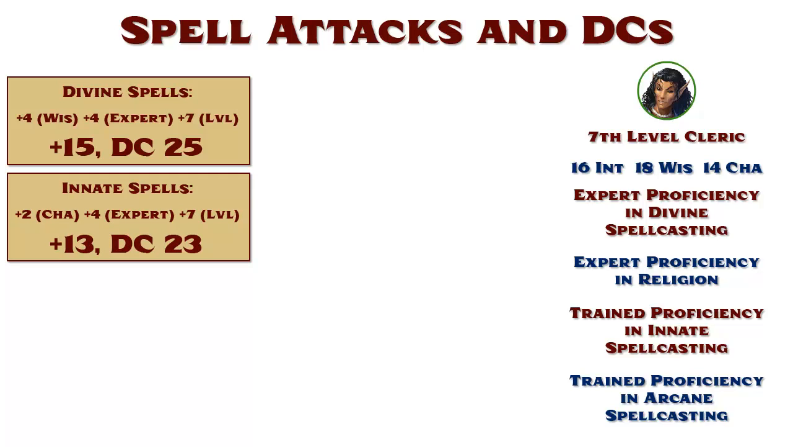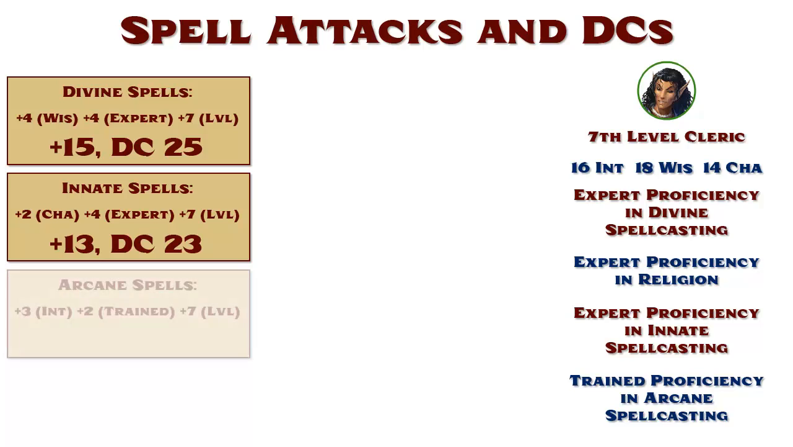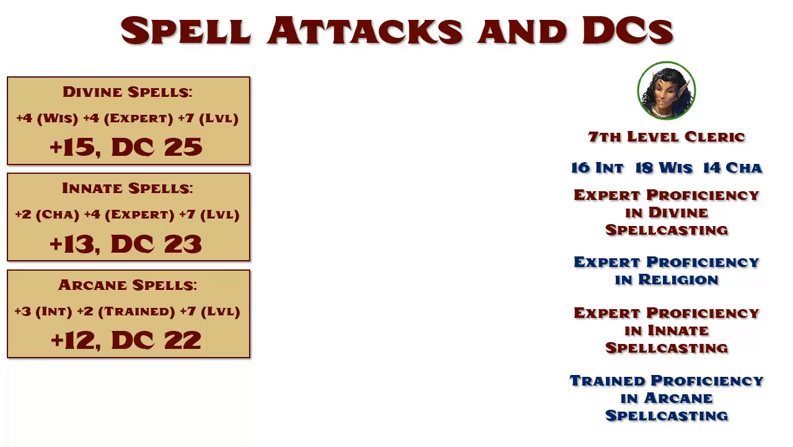The reason why it's 23 and not 21 is because innate spells are cast at the character's highest spellcasting proficiency with a minimum of trained. So when Lathander gained Expert Proficiency in Divine Spellcasting, that also bumped up his innate spellcasting to Expert Proficiency. But he still casts his Wizard Arcane spells with trained proficiency, and so when casting those spells, he has a +12 to attack and a spell DC of 22.